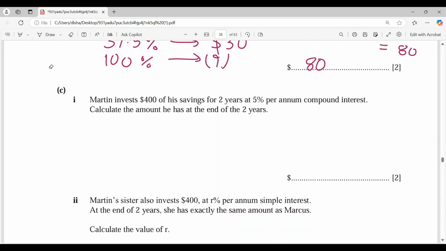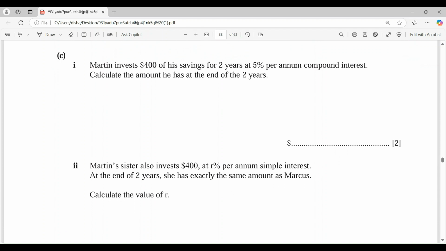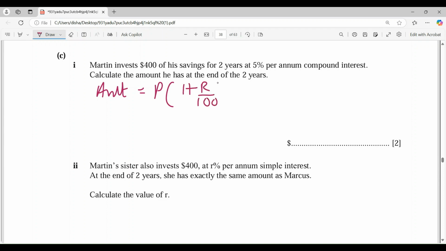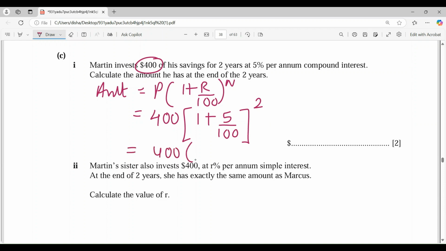Now the C part: Martin invests $400 of his savings for 2 years at 5% per annum compound interest. Calculate the amount he has at the end of 2 years. The formula for compound interest is amount equals P into 1 plus R upon 100, the whole raised to N, where P is the principal amount and he invests $400. So P is 400 into 1 plus 5 upon 100, the whole square. Now you can use your calculator here. That equals 400 into 105 upon 100 the whole square, which comes out to be 441. So the amount he has at the end of 2 years is $441.